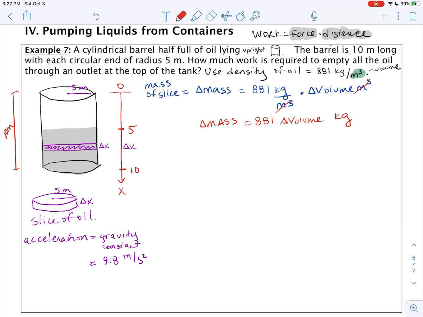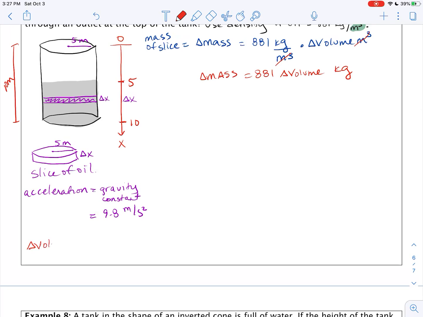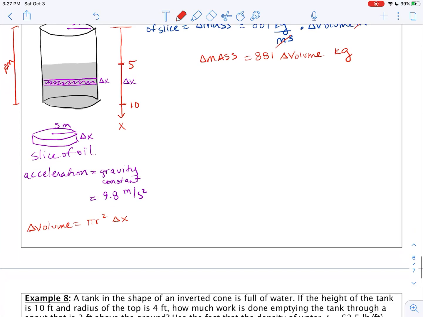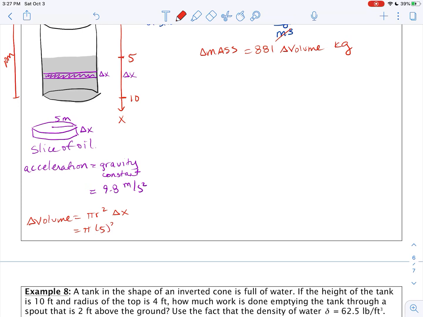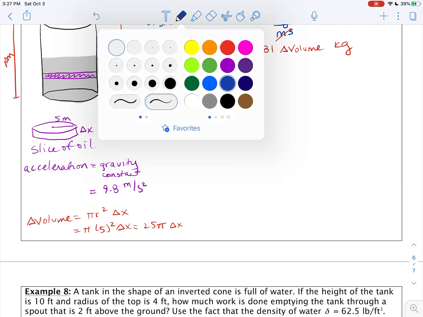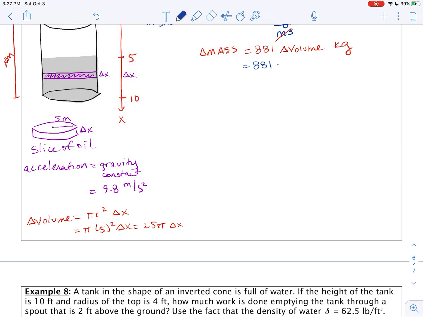We've got, this is the slice of my oil, and remember that volume of uniform shapes, which this is a uniform shape, is area of the base times the height. So I see here that my delta volume is going to be pi r squared times delta x, because delta x is the height of that slice, and the radius is 5. So I have 25 pi delta x. Good. So my delta mass here is going to be 881 times 25 pi delta x. Good.